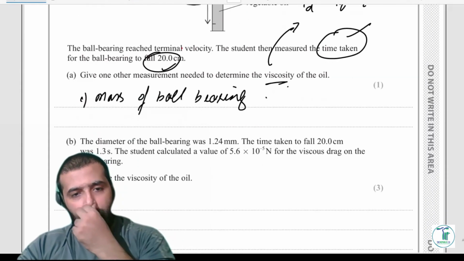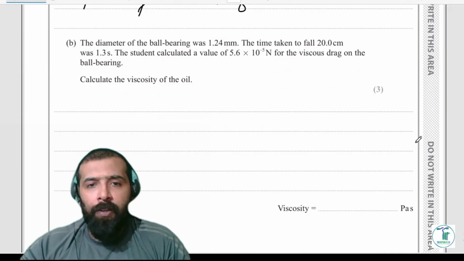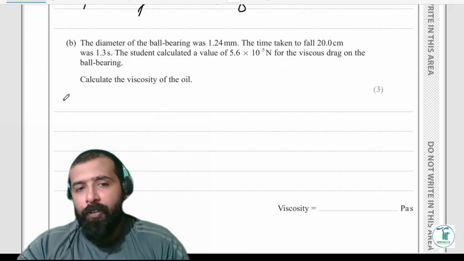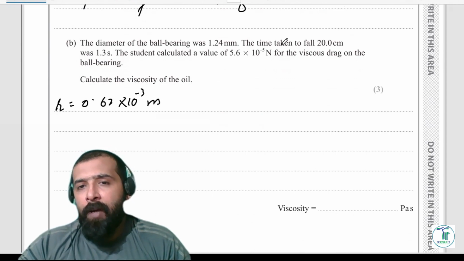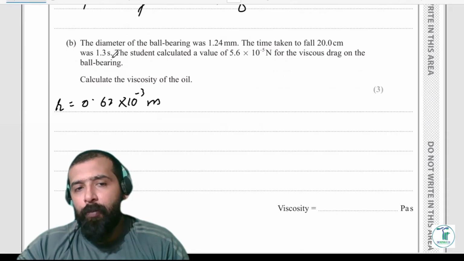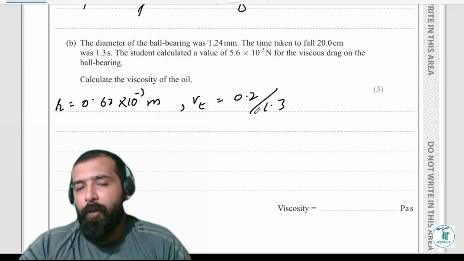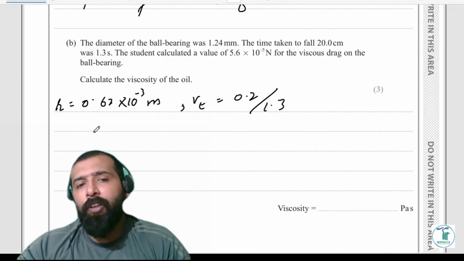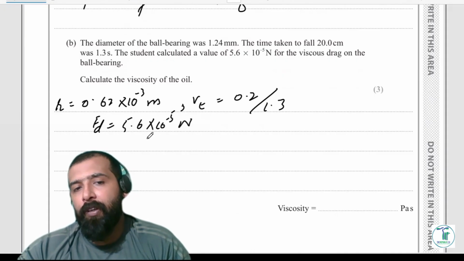Now in the B part of this question, you need to calculate the diameter of the ball bearing. And it was 1.24 millimeters. So what does that mean? That the radius has to be 0.62 times 10 raised to the power of negative 3 meters. The time taken to fall 20 centimeter was 1.3 seconds. What does that mean? That the terminal velocity has to be 0.2 divided by 1.3, whatever it comes out to be. And at the end of the day, we've got the drag, and that comes out to be 5.6 times 10 raised to the power of negative 5 Newton.